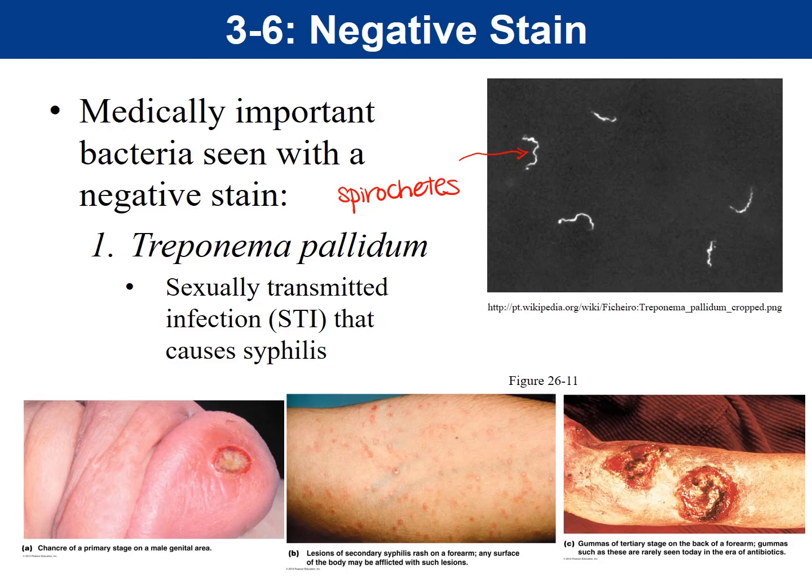Women with untreated syphilis can transmit the disease to unborn children, which can lead to death or deformity of the child. So again, it's always best to catch this early and to treat it.